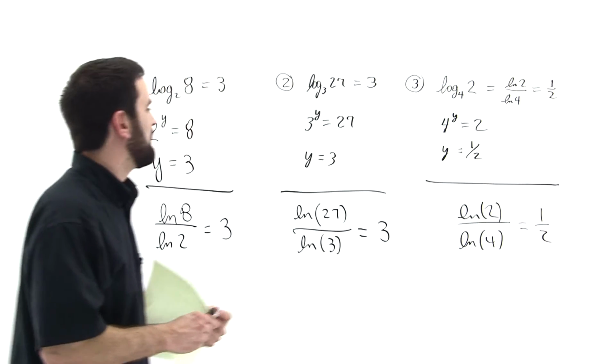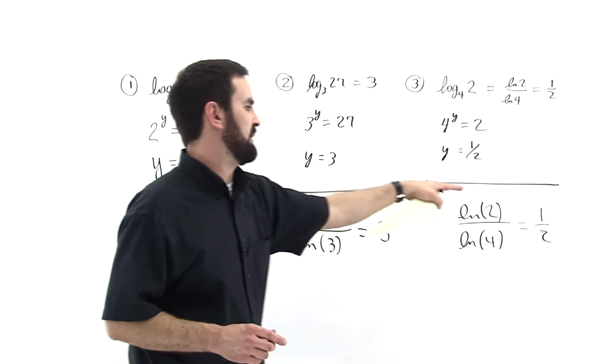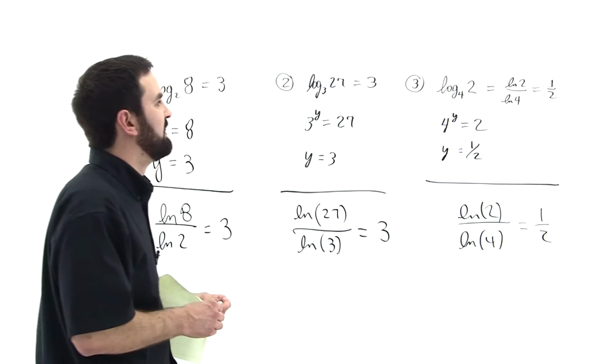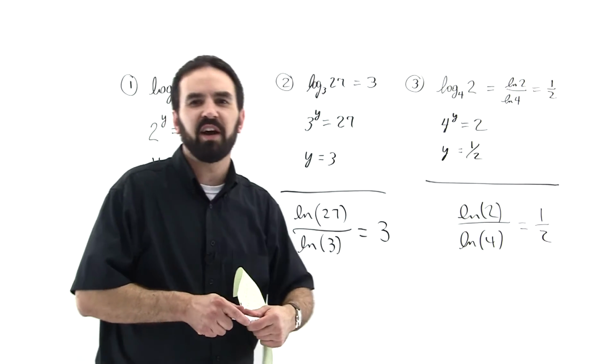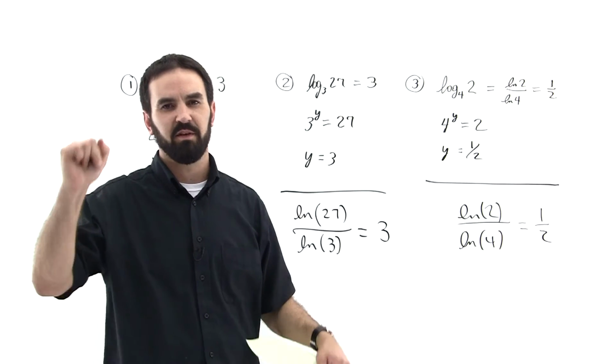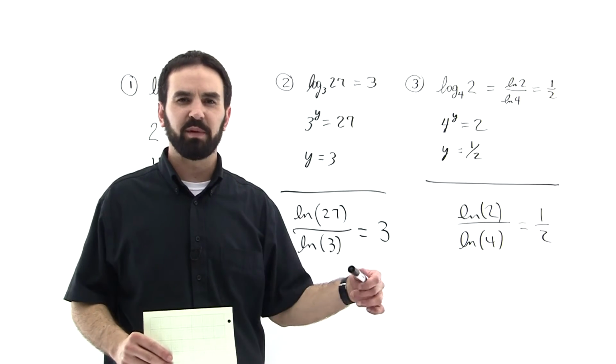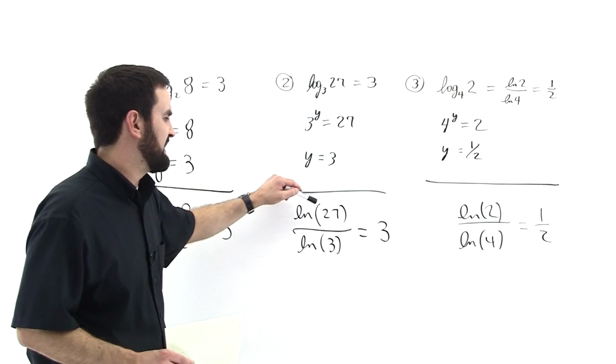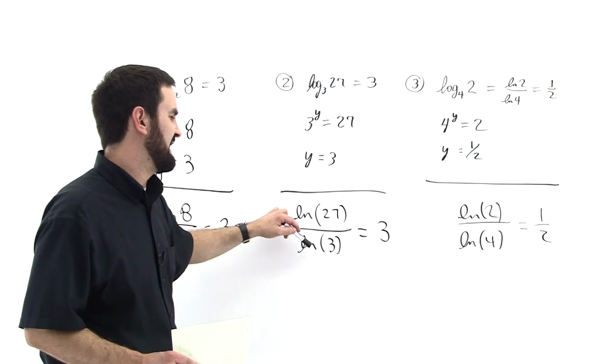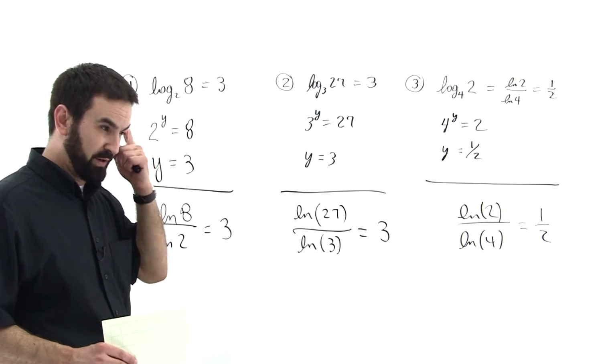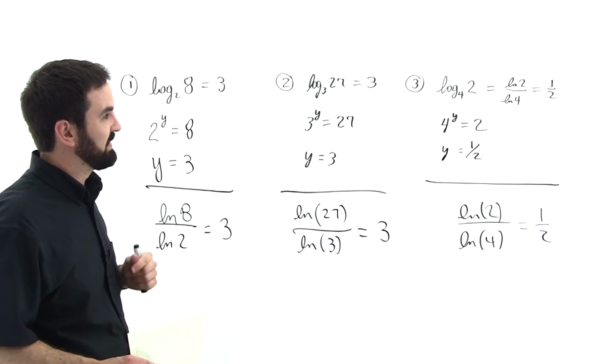Okay, so this is the trick below the lines here. You take the natural log of the argument divided by the natural log of the base. You can also use the regular log base 10. So you do log base 10 of the argument divided by log base 10 of the base, and that will work as well. But the natural log button is for sure.